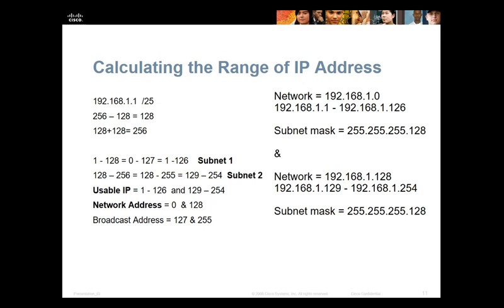What does this mean? This means that with a network address of 192.168.1.0, I can reach 192.168.1.1 till 126, and the subnet mask remains the same, which is 255.255.255.128. While for the second subnet, with a network address of 192.168.1.128, I can get to 129 through 254. So that is all you need to understand about IP addresses, and I hope to see you in the next one.